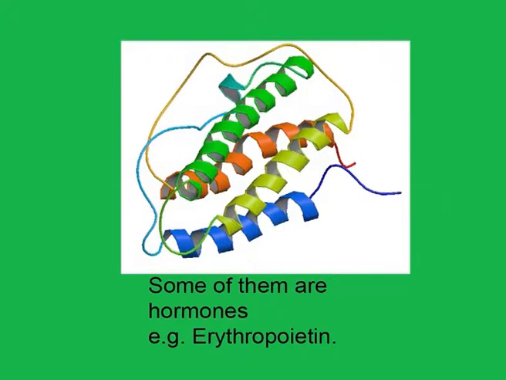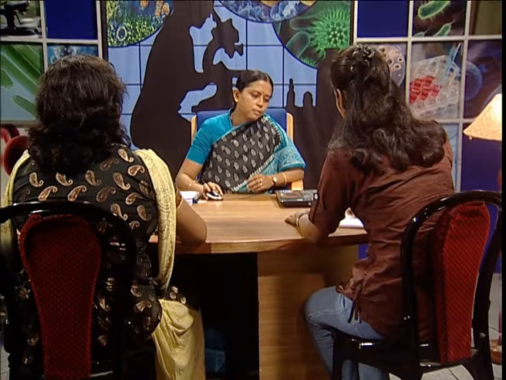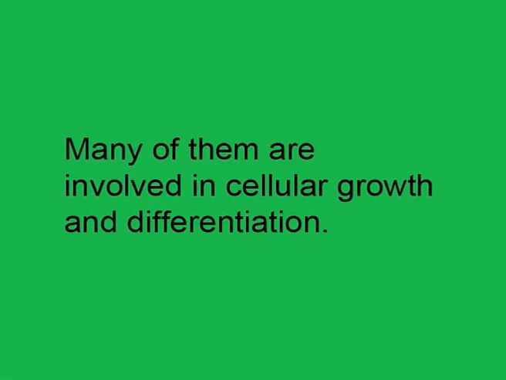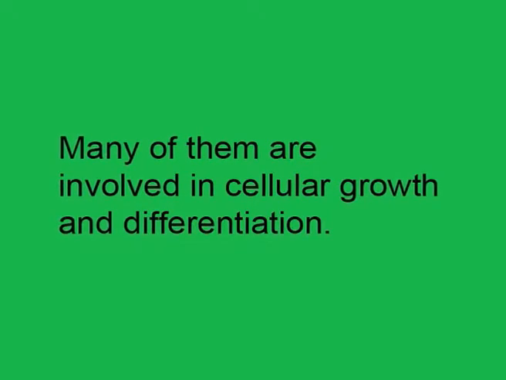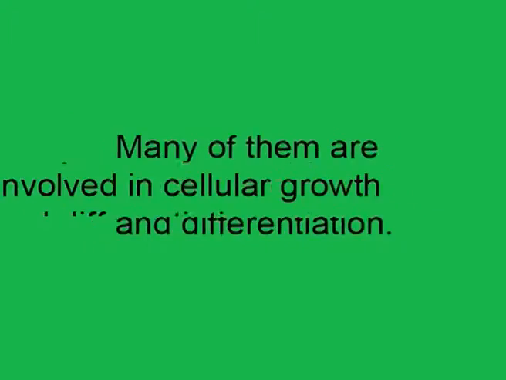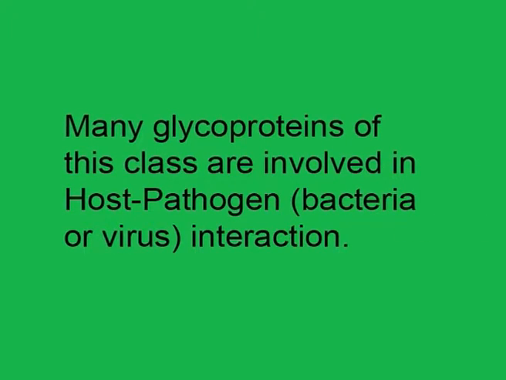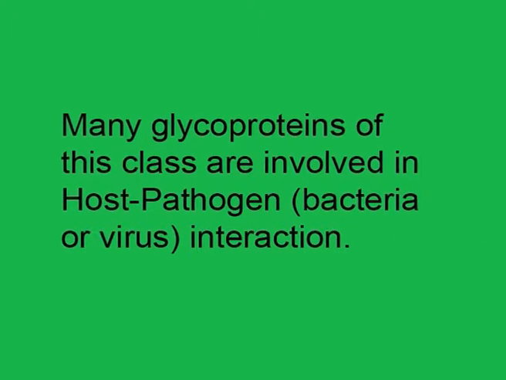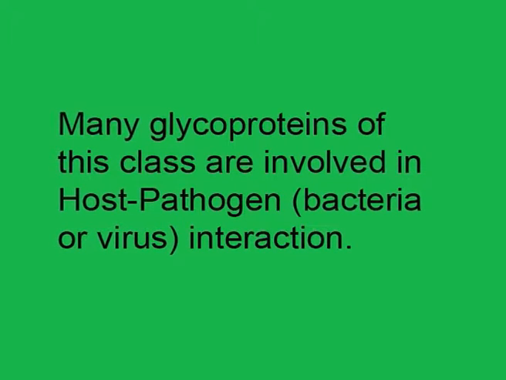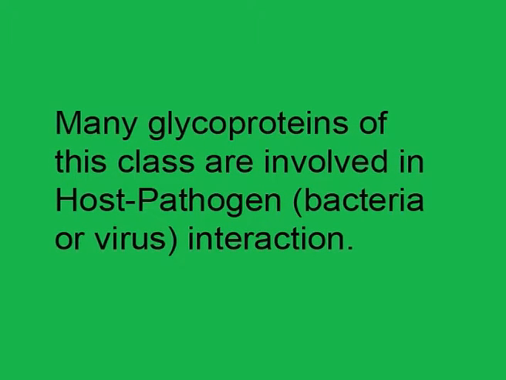Some of them are hormones. The main such hormone is erythropoietin, which is very important for the formation of blood cells. Many of them are involved in cellular growth and differentiation, and many glycoproteins of this first class are involved in host-pathogen interaction. The pathogen may be a bacterium or a virus.